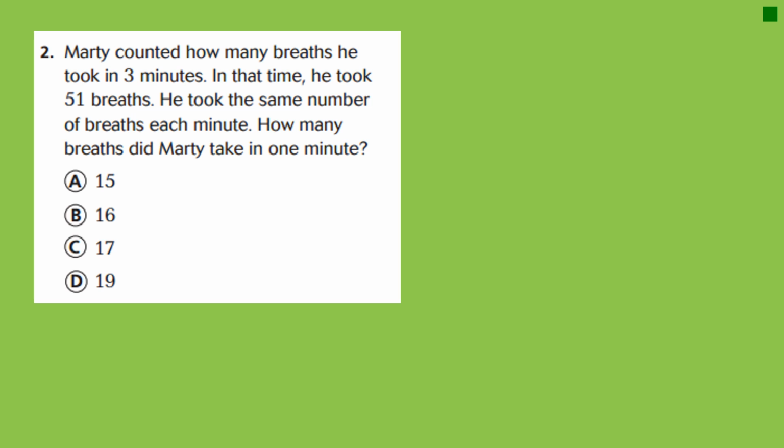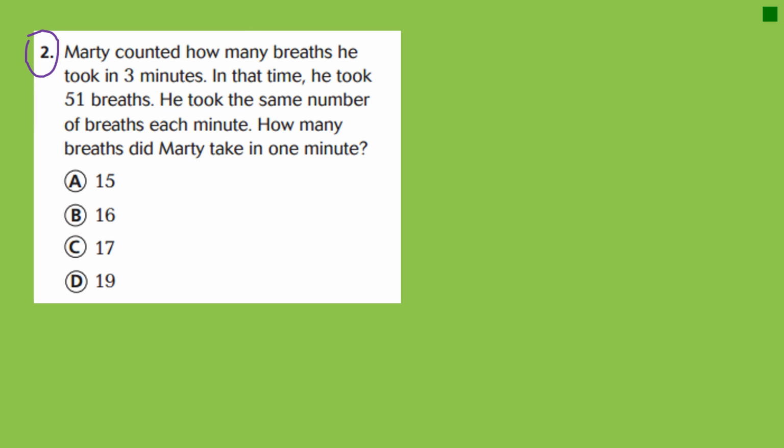Okay, guys, now we're going to do another one like this. This is on the back under lesson check. All right, this is about a guy named Marty. Marty counted how many breaths he took in 3 minutes. In that time, he took 51 breaths. He took the same number of breaths each minute. How many breaths did Marty take in 1 minute?